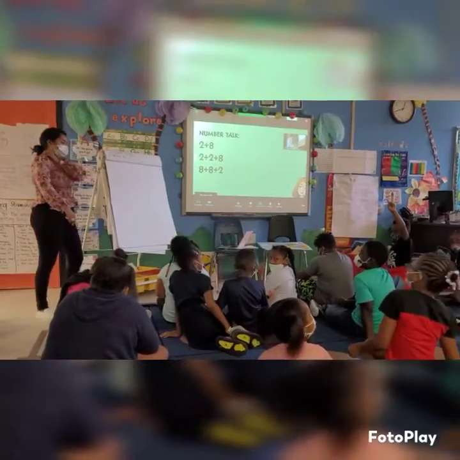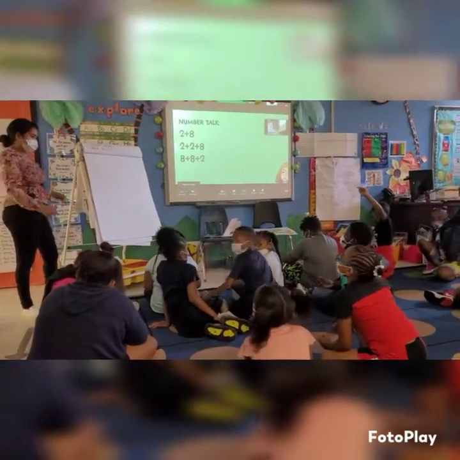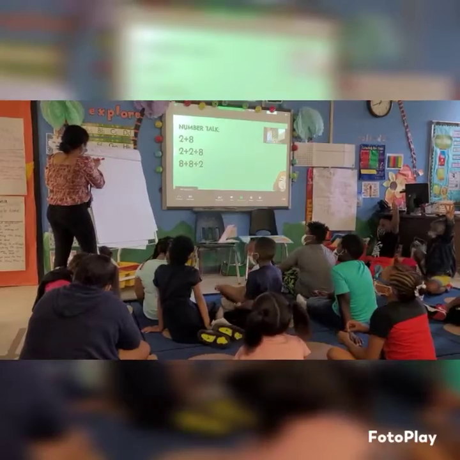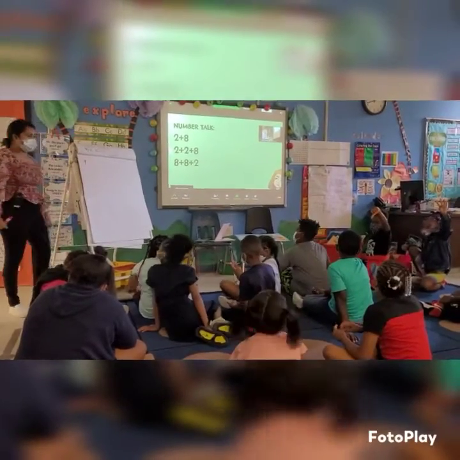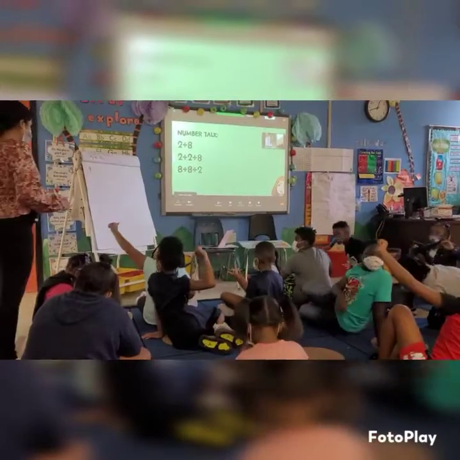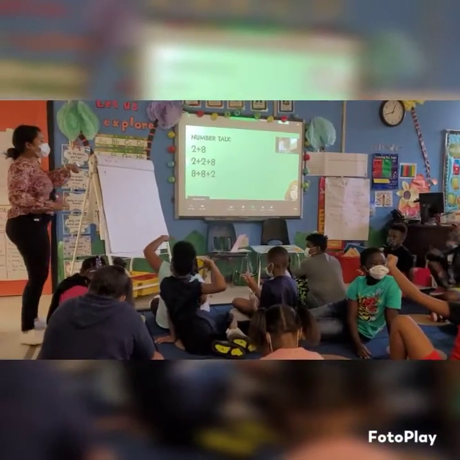So 8 plus 2 equals 9. Okay. Do you have another strategy? Do you agree, or do you do it like this, or do you have a different answer? You do it like this. Let's see, Morgan.